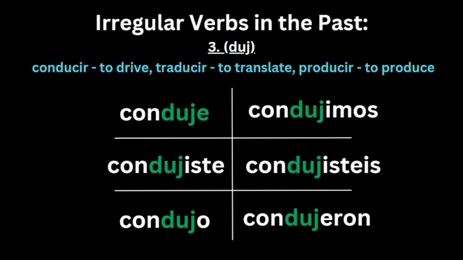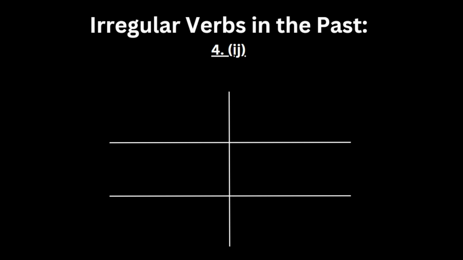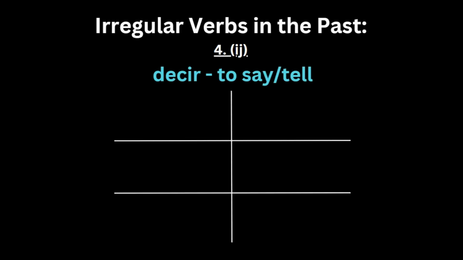I recommend knowing all pronouns except vosotros because the sentences that you can make with them are very useful. And the same concept applies to all of them whenever you decide to use them in the past any way you want. While we're on the category of -duj, there are verbs that have an -ij ending in the past simple, like decir, meaning to say or to tell.